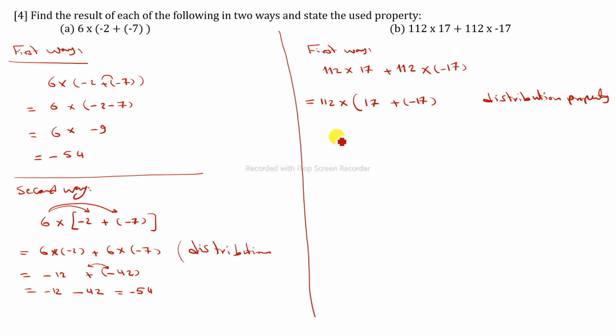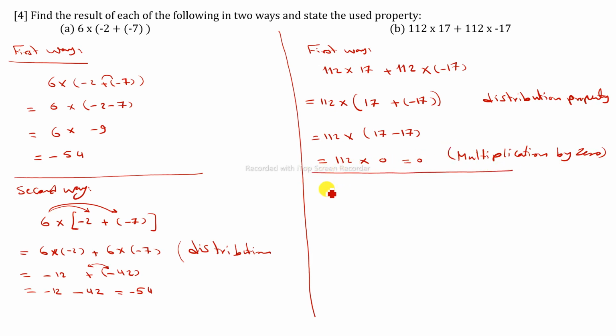وبعدين نحسب بقى 112 times 17 plus negative 17، معناها 17 minus 17 is equal to 112 times 0 is equal to 0. طبعا 112 times 0 دي اسمها multiplication by 0 property، اللي هو number times 0 is equal to 0. طبعا the second way.